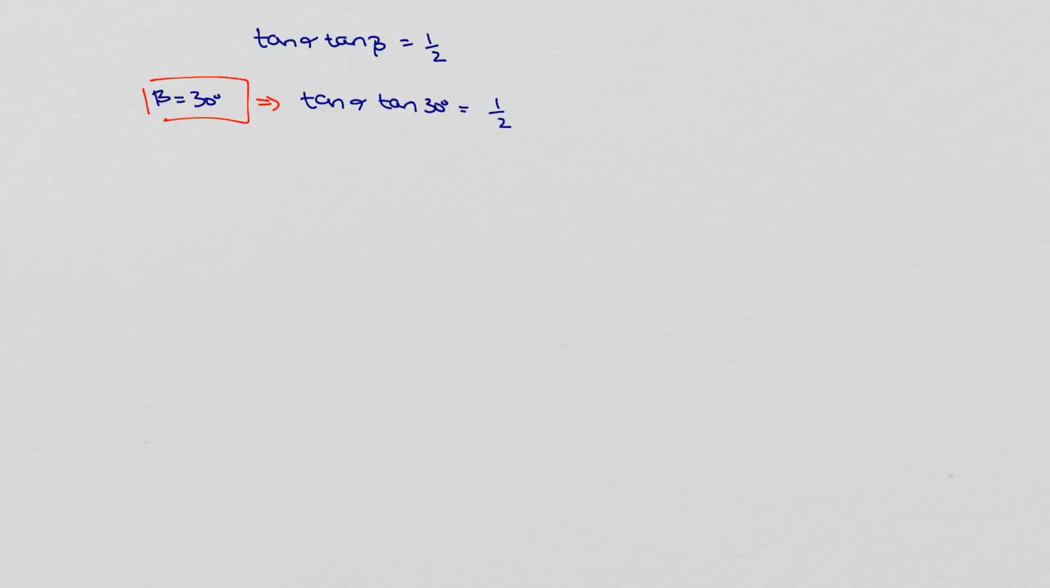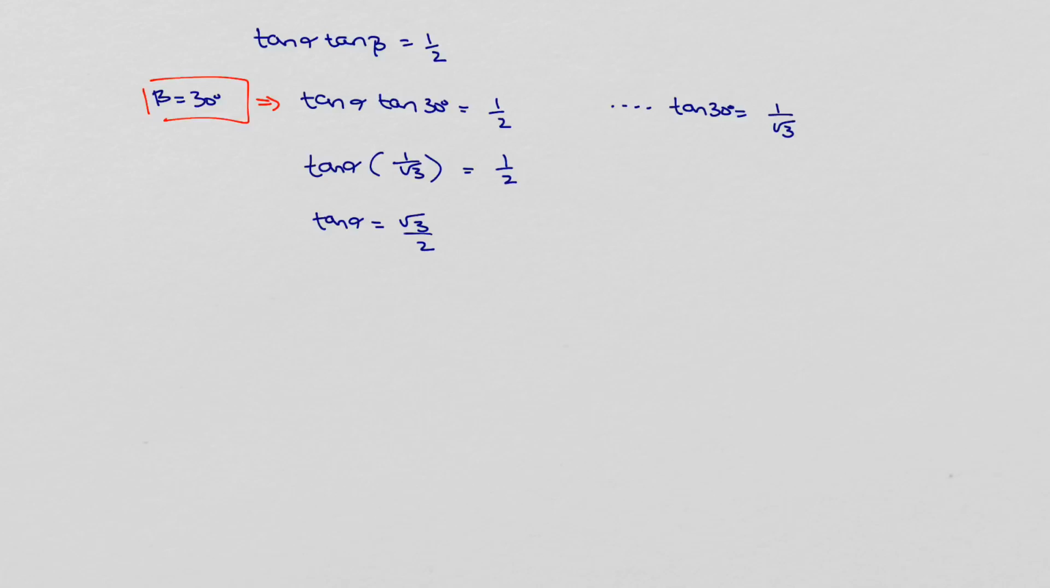So if beta is equal to 30 degrees and I sub that in, well, I get tan alpha, tan 30 equals a half. And if we go to page 13 in our maths tables, or else we use our calculator, making sure our calculator is in degrees, then that gives us 1 over root 3. So we have tan alpha times 1 over root 3 is equal to a half, and therefore tan alpha is equal to root 3 over 2. So tan 30 equals 1 over root 3.